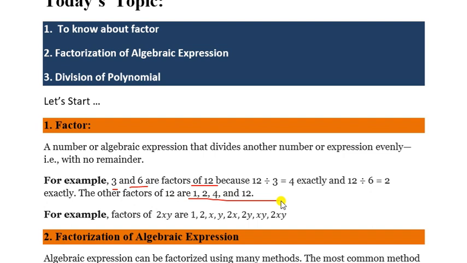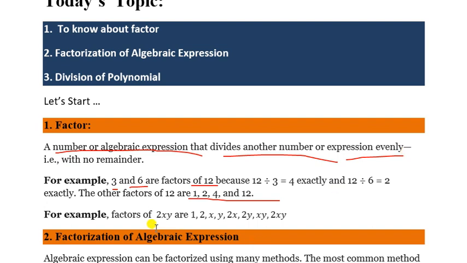And in the general definition of factor, see, it's written here: a number or algebraic expression that divides another number or expression evenly with no remainder. There will be no remainder. You'll get a complete divisor.